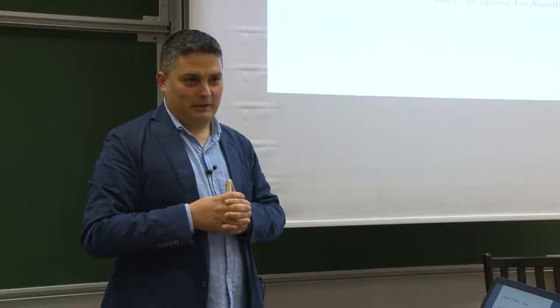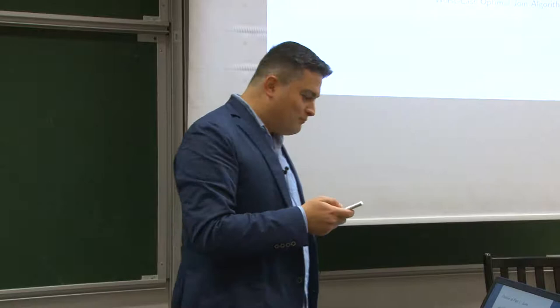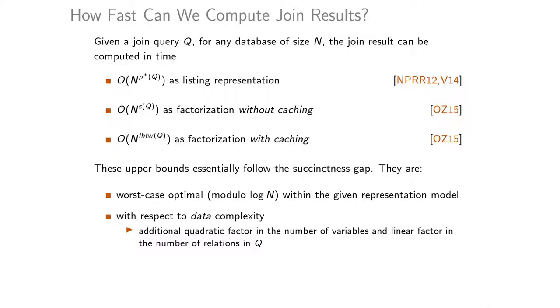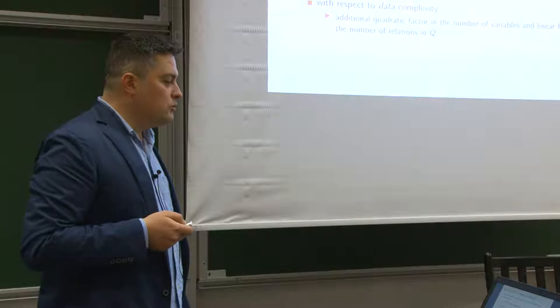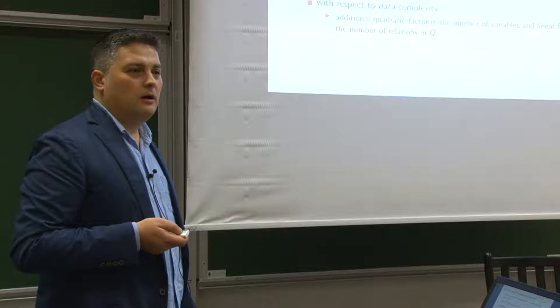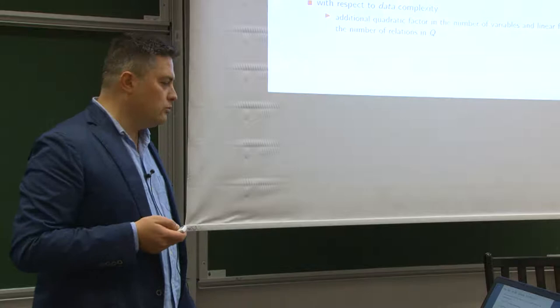So these are very rare, right? More often, we get to worst case optimality, okay? But this is also something interesting. This slide shows that we can map exactly what we've seen with sizes now also to times. In particular, given a join query and any database of size n, the join result can be computed in this time. In the case of listing representation, it is n to the fractional edge cover number of the query. This was a result in 2012, the best paper award at the database systems conference PODS in 2012. But also the Veldhuizen paper I just mentioned with the leapfrog triejoin algorithm.